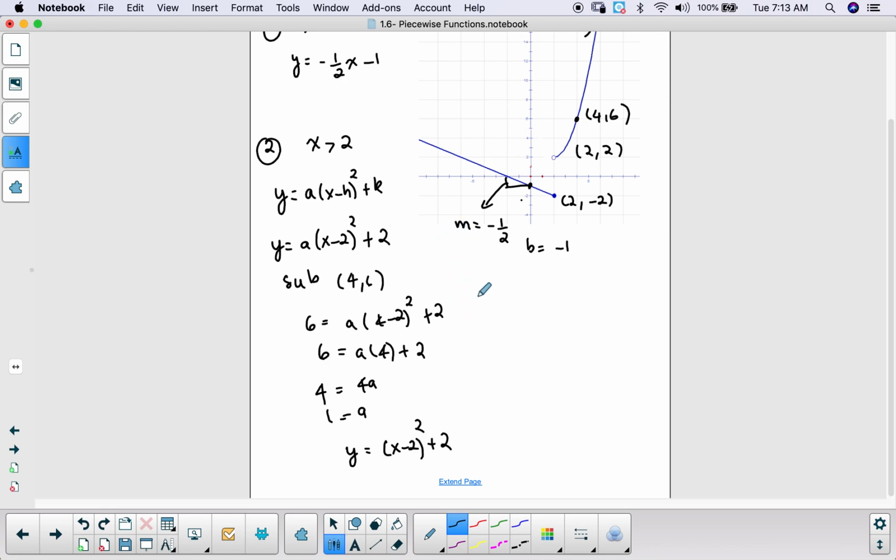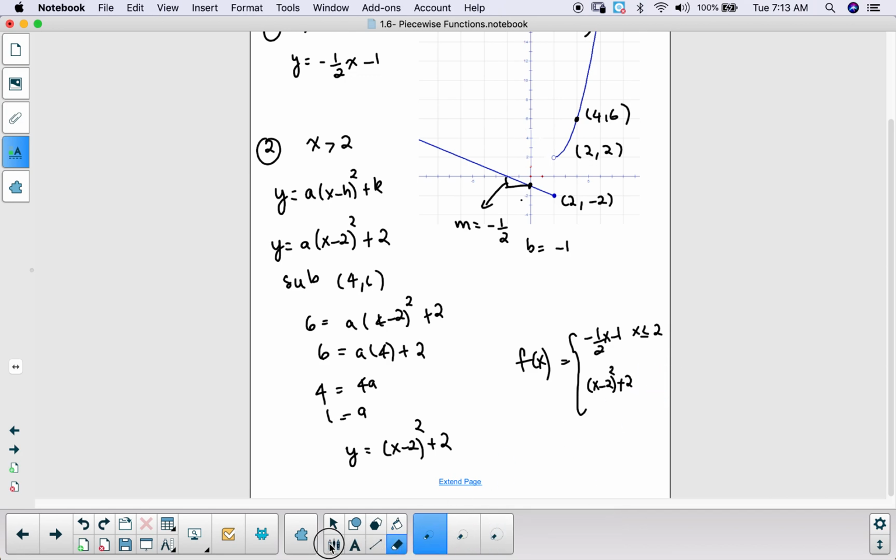So now that we have the equations of both parts of this piecewise function, we can write the statement of the function. We can say f of x equals, open brackets here, big one, -1/2 x minus 1 for x less than or equal to 2. It includes 2, so you can see it's a closed circle here. And then it is (x minus 2) squared plus 2 for all values of x greater than 2. I'll write that a little more clearly there. x greater than 2.